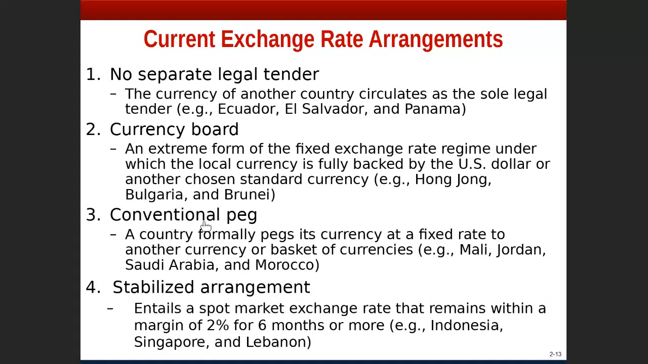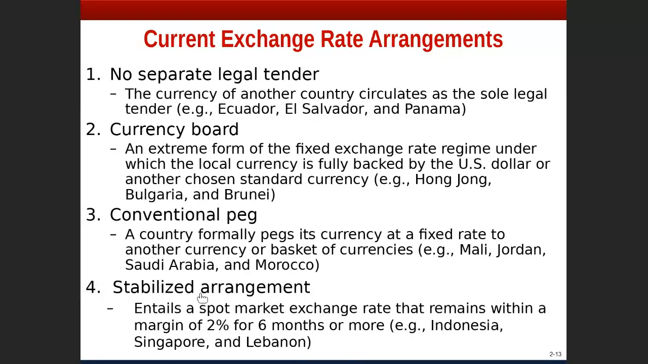Then we have the conventional peg. A country formally pegs its currency to a fixed rate to another currency or basket of currencies. That's the case of Mali, Jordan, Morocco, and a few other countries.